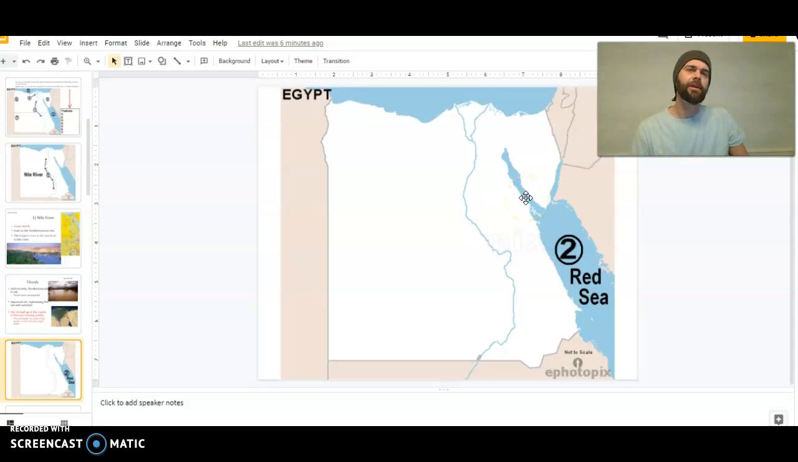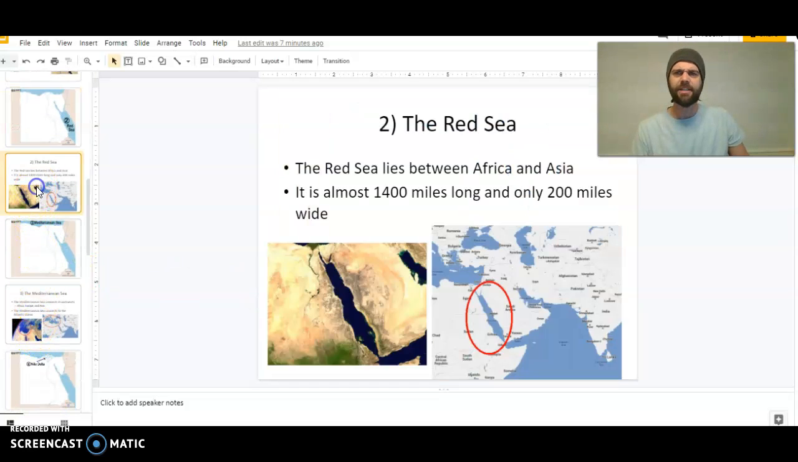The next thing we need to look at is the Red Sea. The way that I remember it is the Red Sea is that slug. It's like, here's the slug's body, there's its little antennas. But the Red Sea is important, and we'll talk about how it got its name tomorrow. But the Red Sea lies between Africa and Asia. It's really, really long and not that wide. It's almost 1,400 miles long and only 200 miles wide.